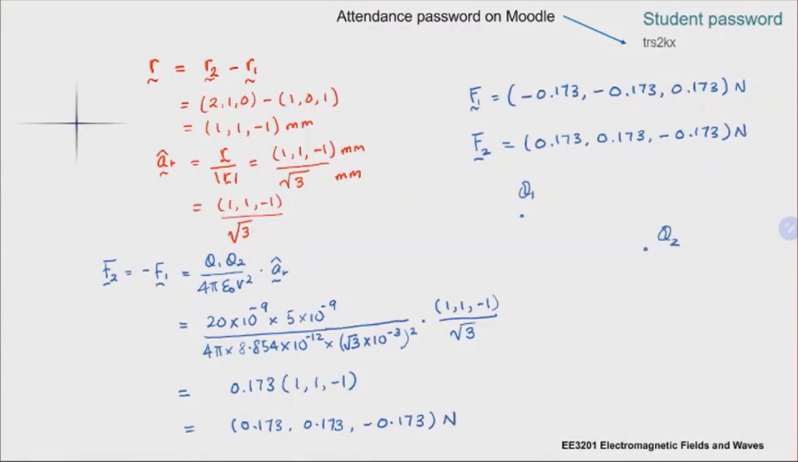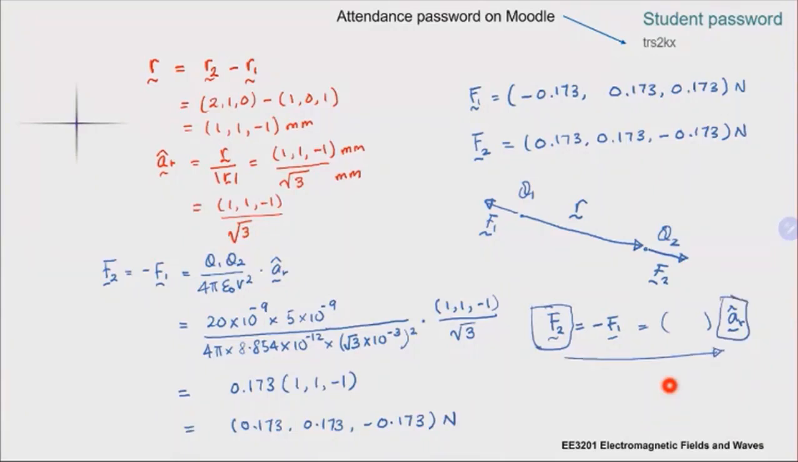This is Q2. So we always define the vector from 1 to 2 as my R. Okay, and then our force, F2, will be in the same direction as R. And F1 will be in the opposite direction of R. Therefore, we write our equations as F2 equals minus F1, and that is a function of the unit vector aR, to show that F2 and R are in the same direction. Okay, is that clear?